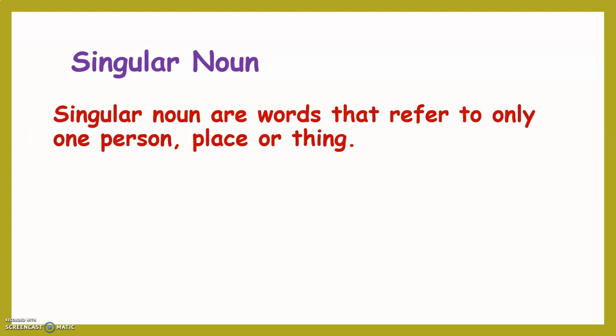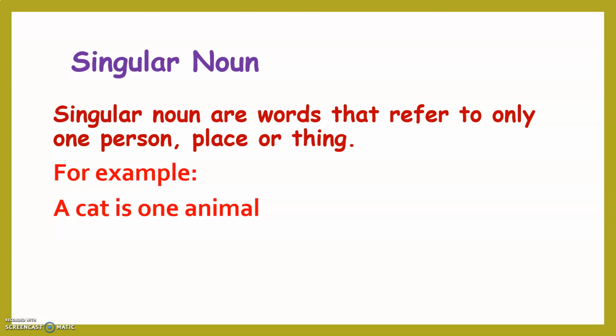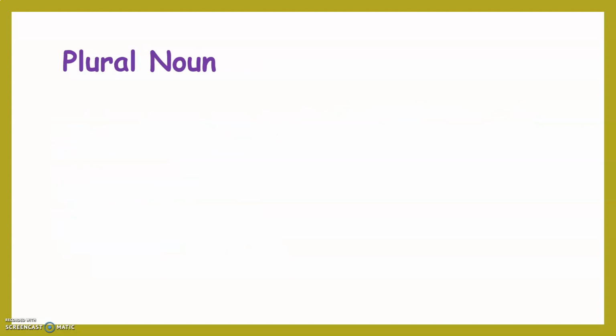Next is singular noun. Singular nouns are words that refer to only one person, place or thing. सिर्फ एक person या place या thing की बात हो रही है. For example, a boy, a pencil, okay, a cat, a banana. Only one, एक चीज की बात हो रही है सिर्फ.